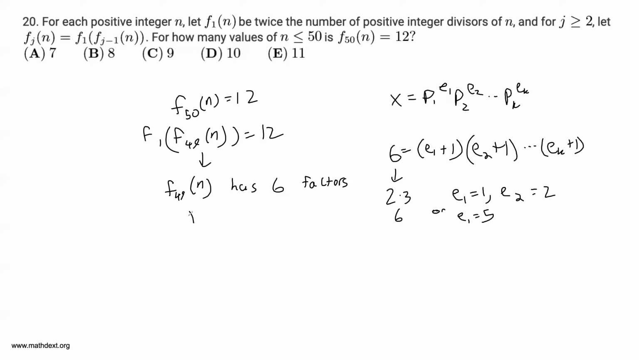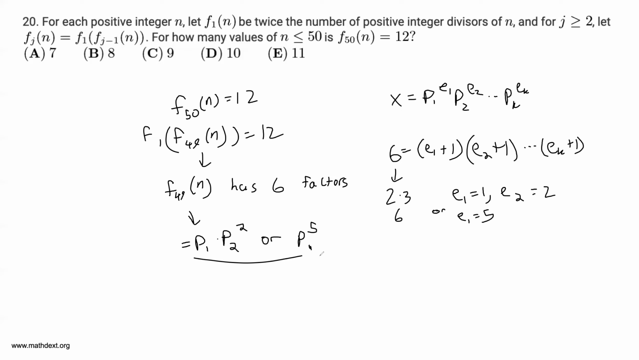So you see that f49 of n is equal to p1 times p2 to the power of 2, where p1 and p2 are primes, or f49 of n is equal to p1 to the power of 5 for some prime. And all of these numbers have to be less than or equal to 50, right? So we can list all of the numbers less than or equal to 50 that satisfy this.